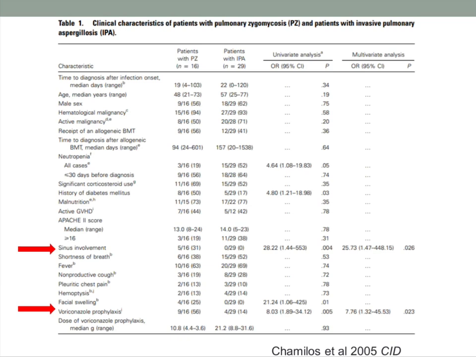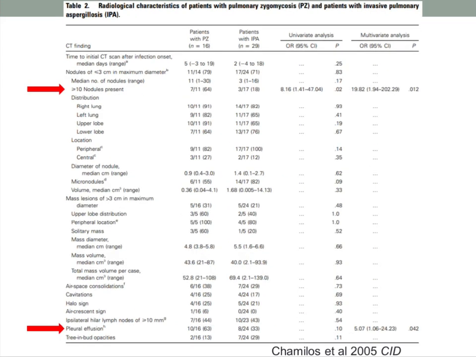Biggest things here, again, I told you they went through a ton of different things for univariate and multivariate analysis. The things in multivariate analysis that stuck out that were more specific to mucor were sinus involvement, voriconazole prophylaxis, which isn't surprising. It's not going to be active against the organism reliably. Over 10 nodules was more associated with zygomycetes than Aspergillus. And then a pleural effusion was also more associated with Zygomycosis.